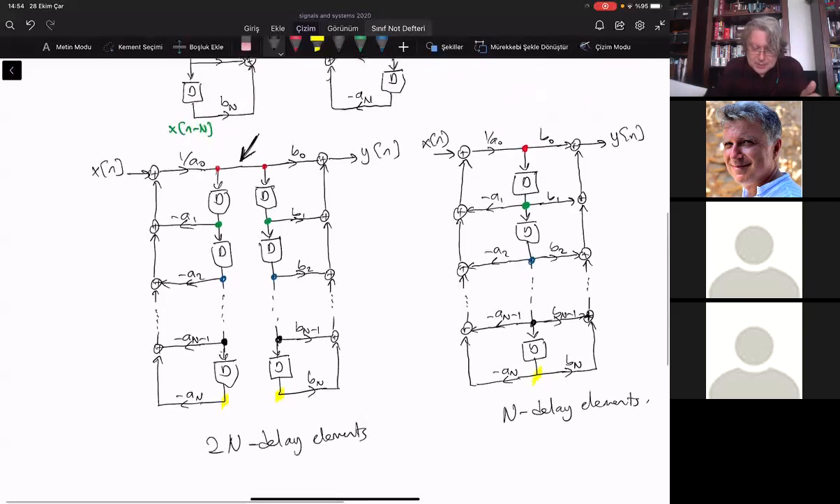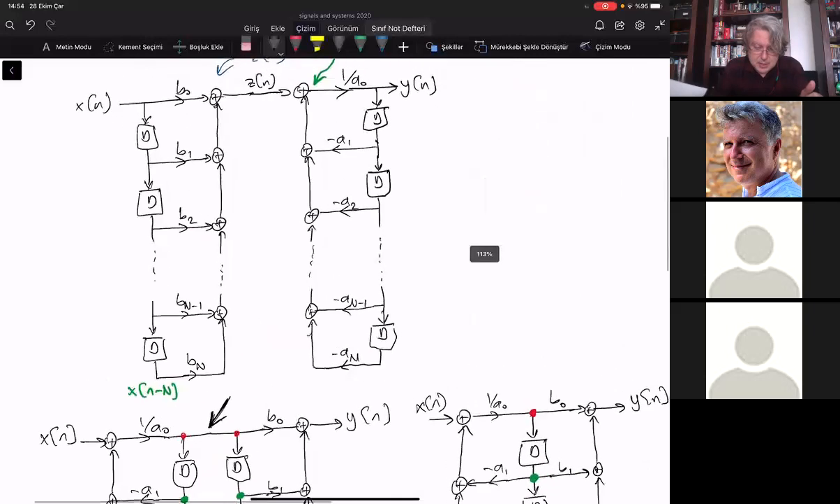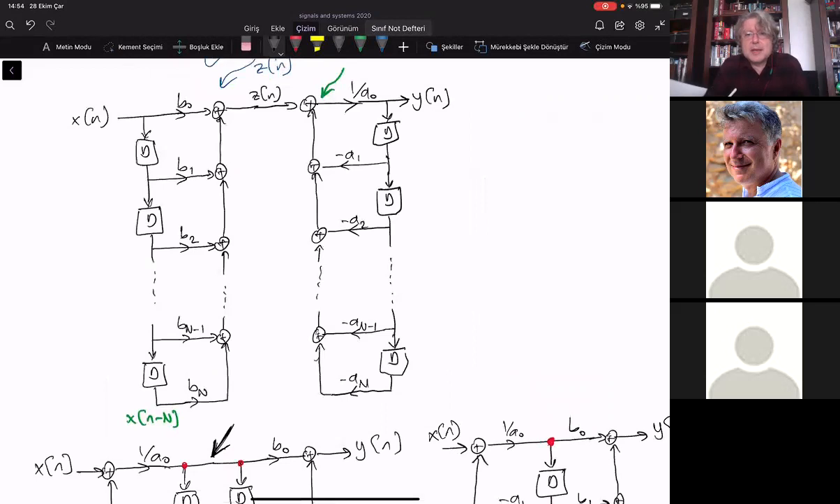But I cannot do the sharing with this implementation. How can I share it? One of them is, as your friend has asked, delaying the output y of n. The other one is delaying x of n. I cannot share them. They are very far away from each other and there's nothing to share. Their corresponding signals are different. The inputs of the delays at the right-hand side and the left-hand side are different signals. How can I share them? I cannot in this way.